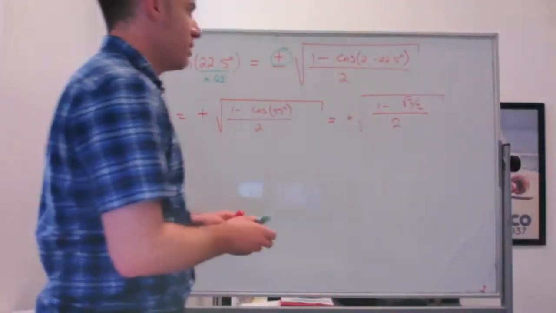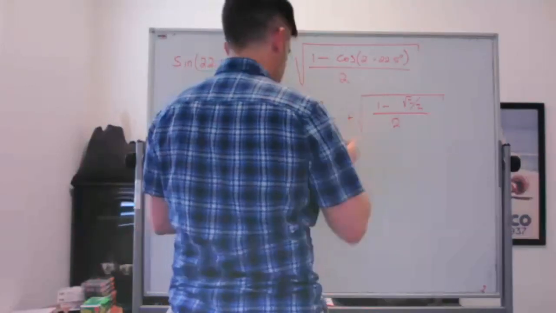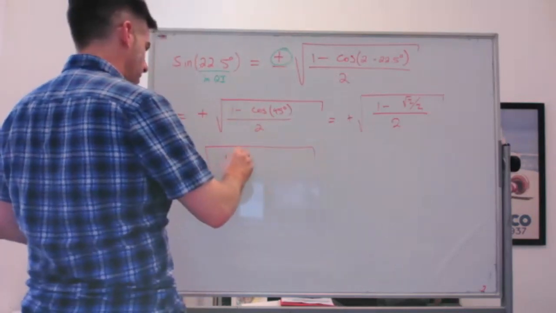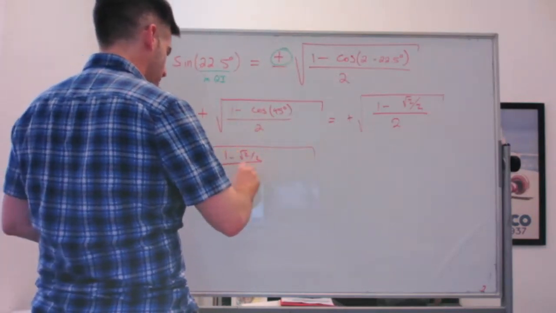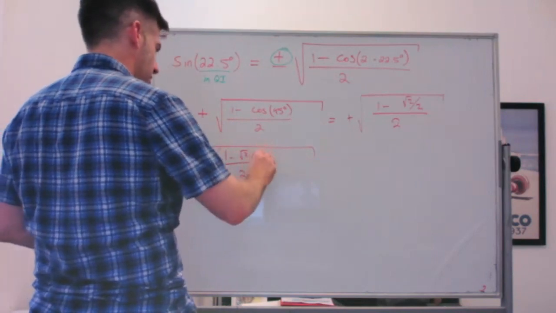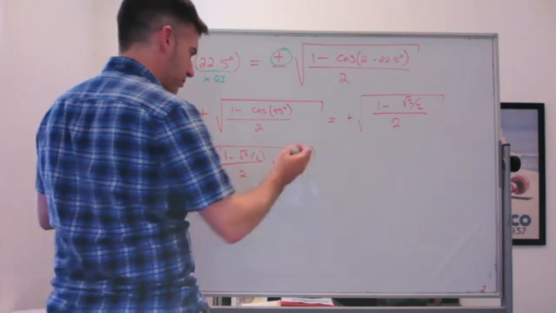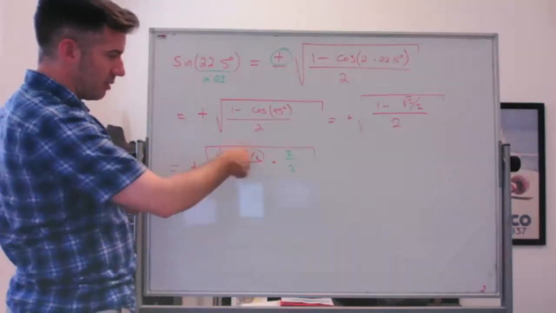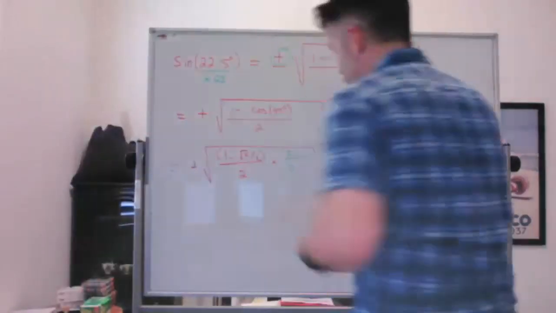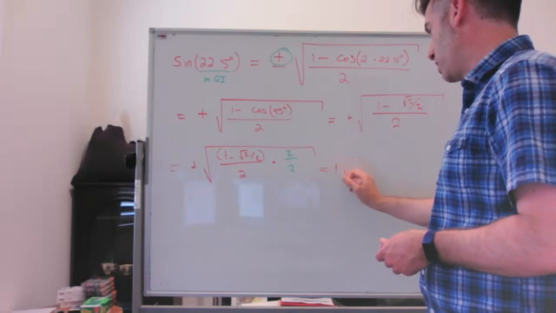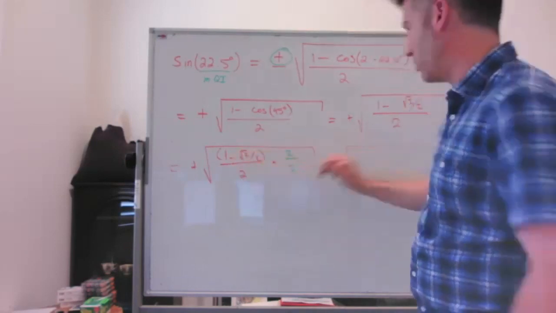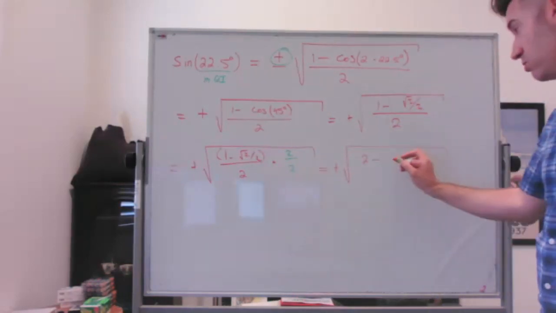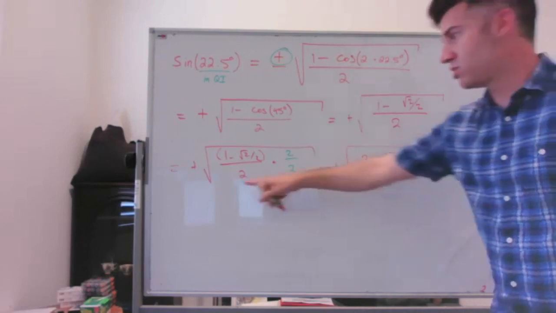So the first thing we're going to do is, on the inside of the square root, write it fully out. We're going to write this as 1 minus the square root of 2 over 2, all over 2, and we're going to multiply this by 2 over 2, so that we can get rid of the 2 in the denominator of that fraction there. If we distribute the 2, we get the square root of 2 times 1, which is 2. 2 times the square root of 2 over 2 is the square root of 2. And 2 times 2 is 4.